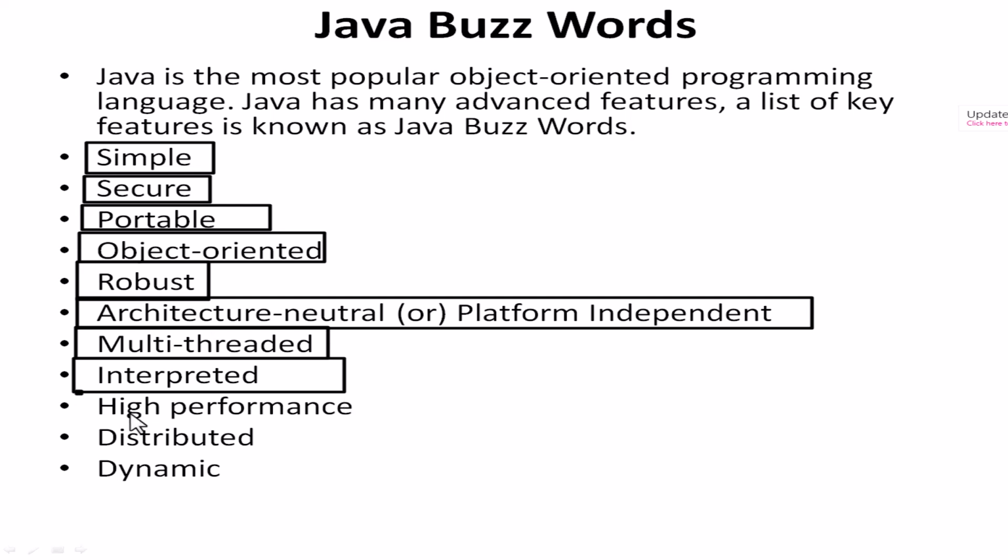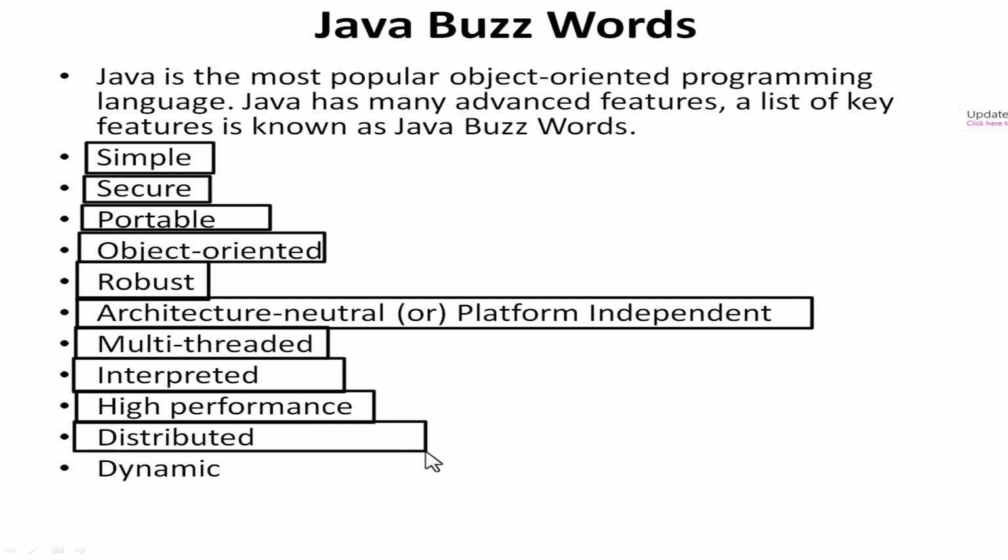High performance. High performance is delivered by using Java, so that we can use concepts like threads and Swing, and additional features like servlets, Java Server Pages, Hibernate, Struts, Spring, Spring Boot. High performance will be achieved by using Java.